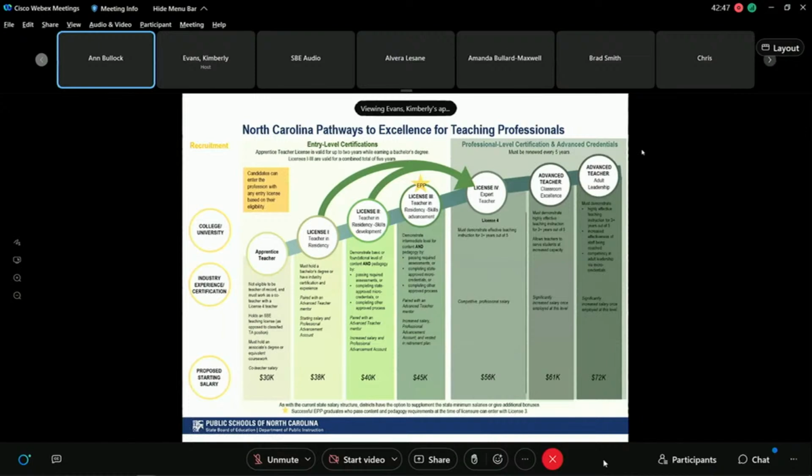What clarifying questions do we have on the model that was presented in PEPSC a few weeks ago? I know there's been a lot of feedback, a lot of things on social media, and other committees have met. So let's start with clarifying questions.